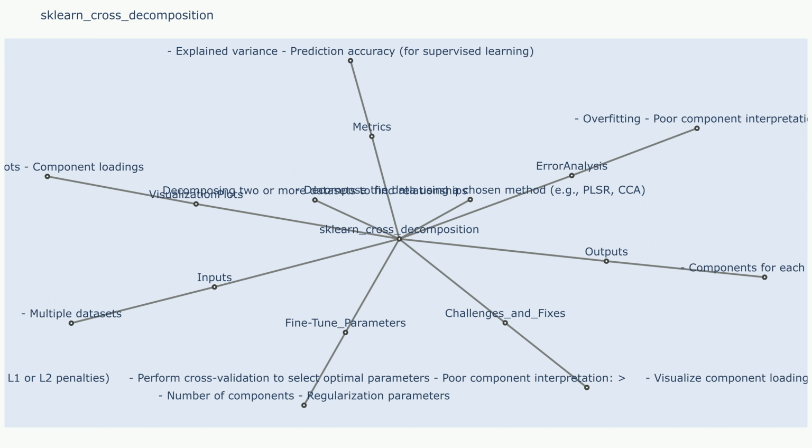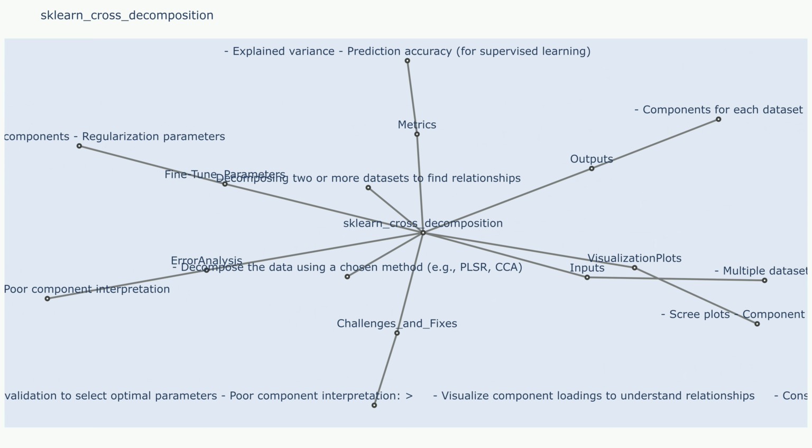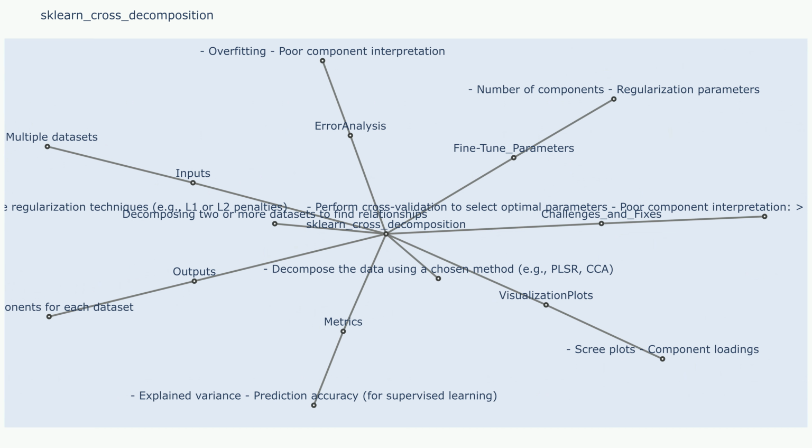Metrics. Metric 1, Explained variance ratio. This metric quantifies the proportion of variance in the original datasets that is captured by each component. Higher values indicate that the components are effectively capturing the shared information. Metric 2, Mean Squared Error (MSE) in supervised learning tasks. MSE can be used to assess how well the transformed data predicts the target values.